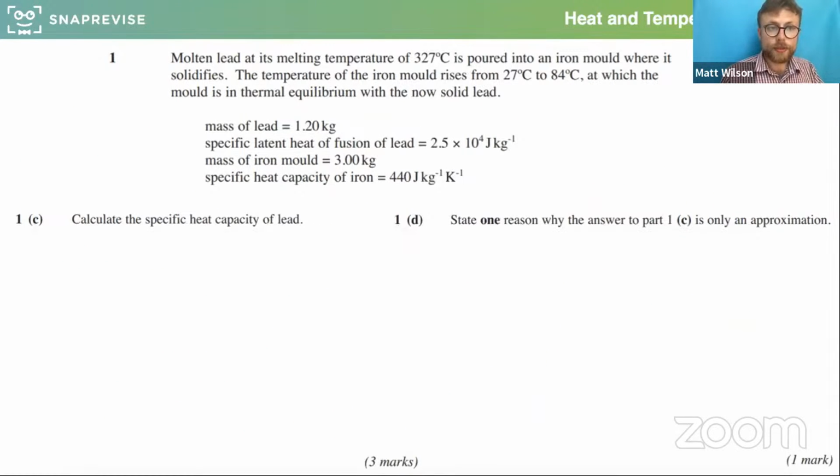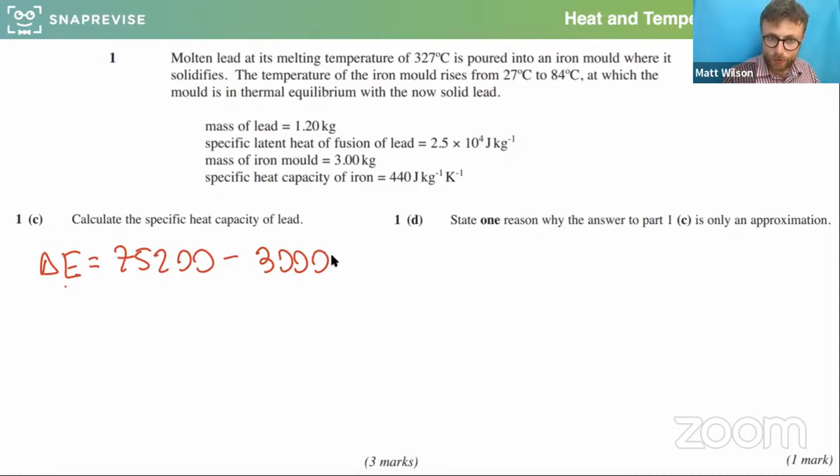So we're going to calculate the specific heat capacity of lead. How are we going to do it? Well, let's start by calculating that change in energy as our lead decreases in temperature. The actual change in energy as the temperature of the lead changed is given by 75200, that's the total energy released, minus 30000. And if you chuck that into a calculator, you'll get 45200 joules.